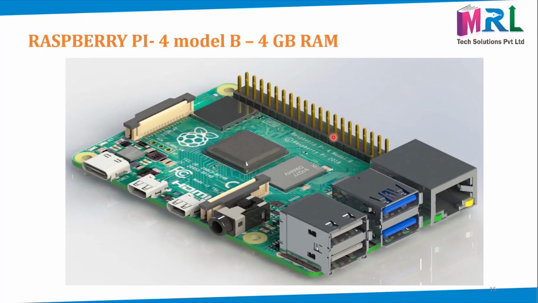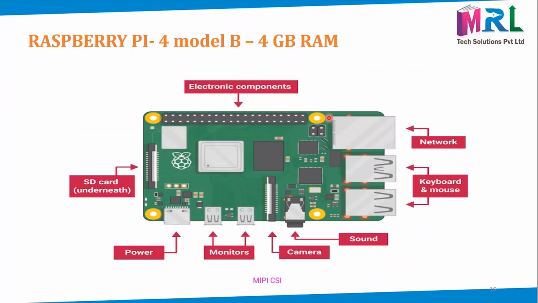If you want, you can choose 8 GB RAM for AI applications. For mini applications, you can choose 1 GB RAM. So based on your application, you need to configure it, and based on that, the cost will also vary. So these are the main parts of the Raspberry Pi 4 model.